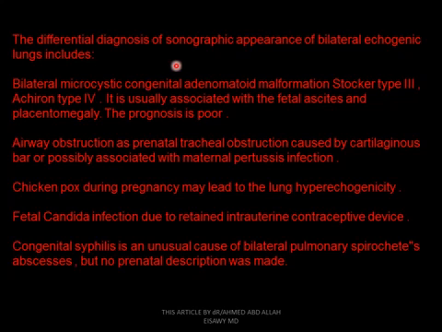The differential diagnosis of the sonographic appearance of bilateral echogenic lung includes bilateral microcystic congenital adenomatoid malformation, Stocker type 2, type 3, and type 4. It is usually associated with fetal ascites and placentomegaly. Prognosis is poor. Airway obstruction such as prenatal tracheal obstruction caused by a cartilaginous defect, or possibly associated maternal pertussis infection. Chickenpox during pregnancy may lead to lung hyperechogenicity.